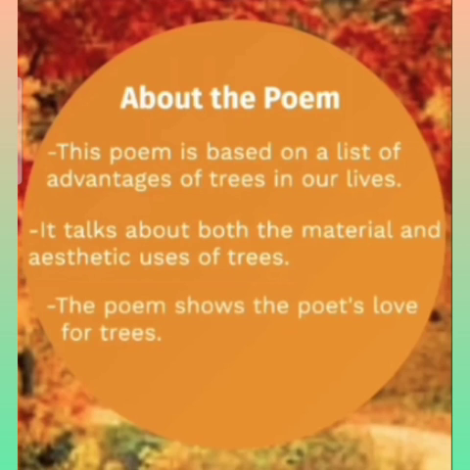This poem is based on a list of advantages of trees in our lives. It talks about both material and aesthetic uses of trees. Material means something related to money. Aesthetic means something related to beauty or appearance. So this poem shows how trees are important both materialistically and aesthetically. The poem shows the poet's love for trees.